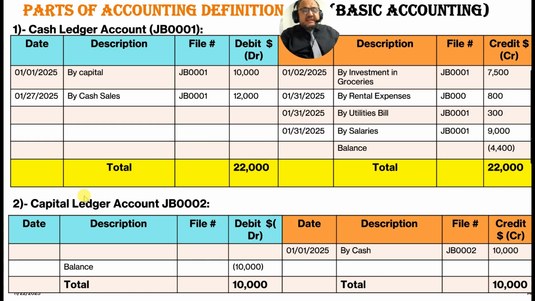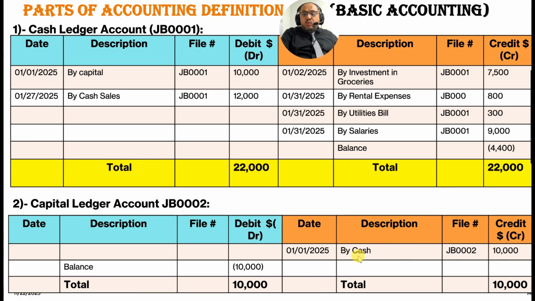Okay, the second one is the capital account. On the 1st of January 2025, the JB brothers withdrew 10,000 cash from the bank account, and their capital in the bank was 50,000. Out of 50,000 they withdrew 10,000, so the capital decreased. Capital is also an asset, and a decrease in an asset is recorded as credit. That's why we put that in the credit amount.